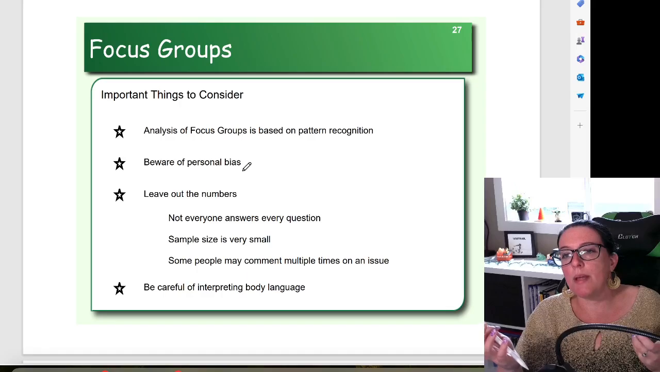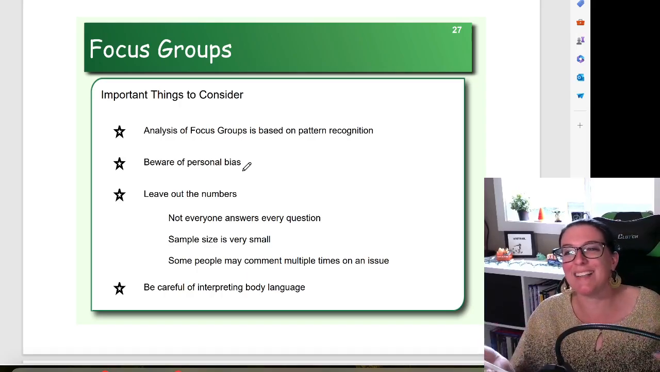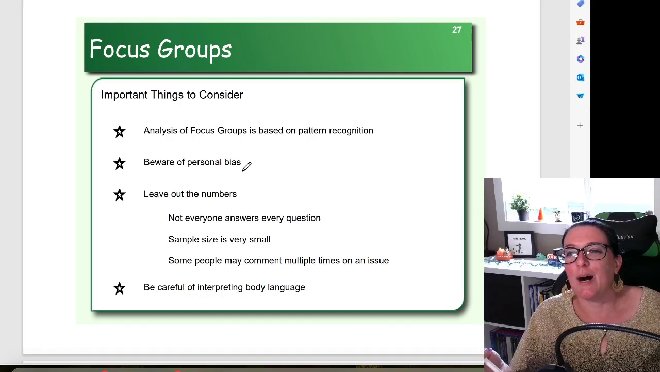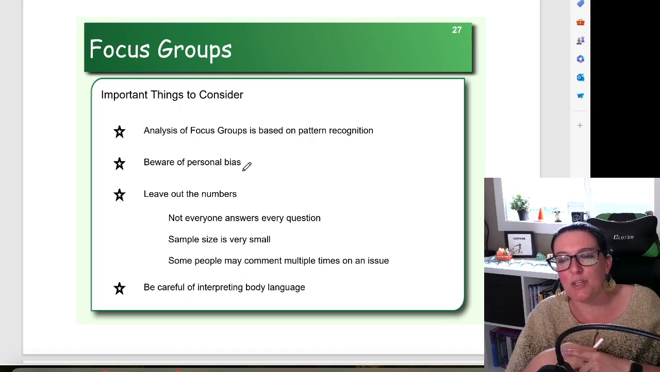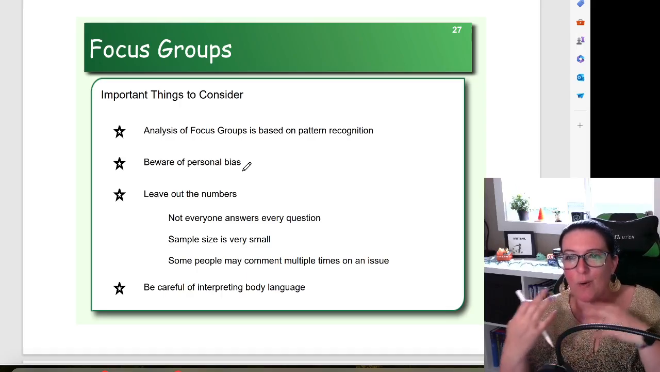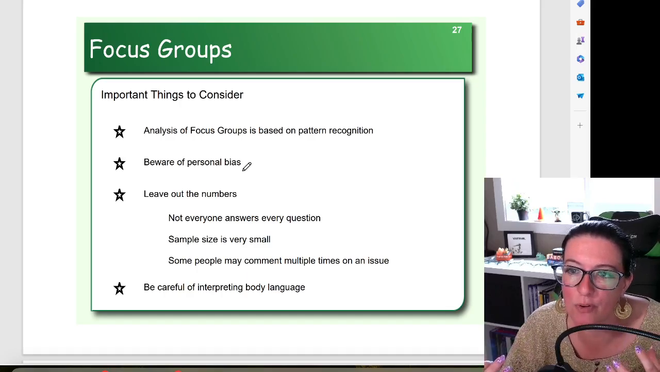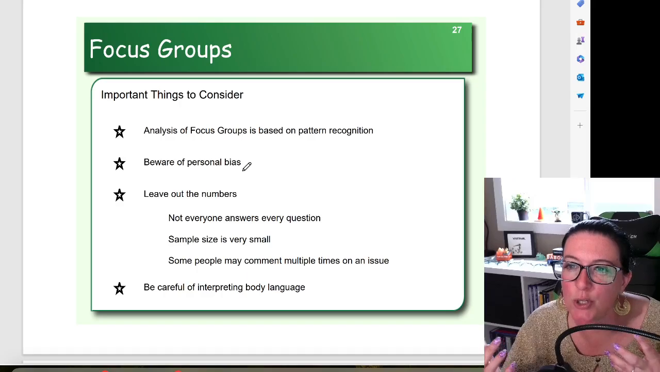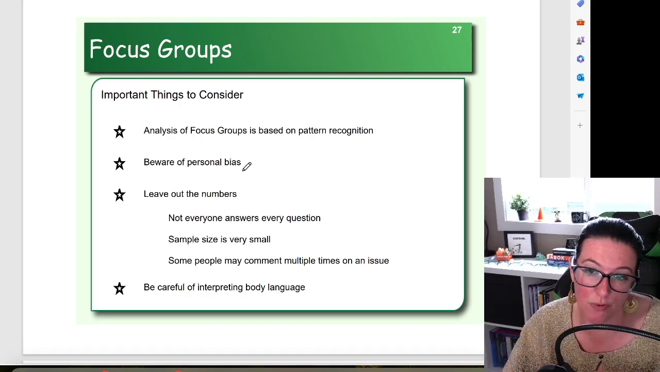And then we want to be careful about interpreting body language. Now, if you're analyzing a transcript, there's no body language recorded here. If you were present at the event, you probably have some recognition of how attentive people were, how engaged people were. So just be careful in terms of how much you are being swayed by your interpretation of their body language from the event.